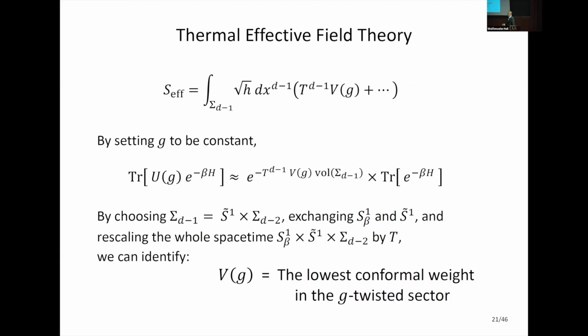So later you'll see an example where it is not a direct product, but here it's useful. I'm trying to consider the simplest case where it is direct product. If it is not a direct product, basically you are turning on some background metric. But why do you ask? If S1 tilde and sigma d minus 2 is not a direct product, then when you exchange it, you don't get back the same geometry.